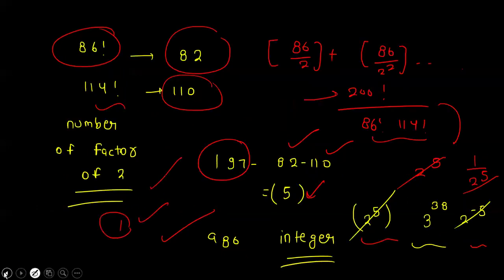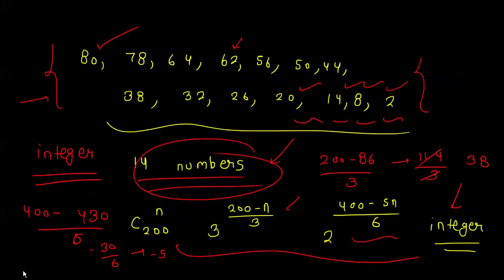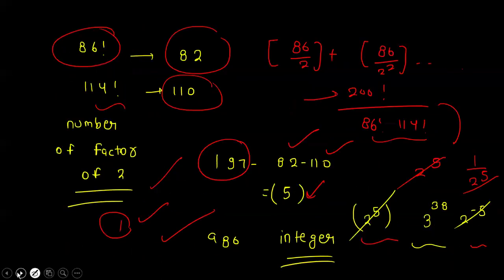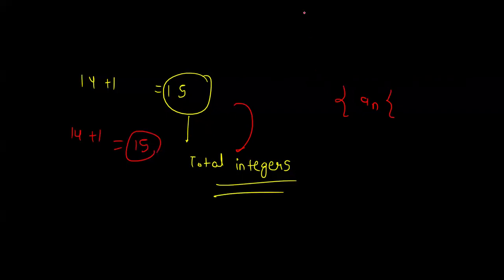So one integer we are getting from here, and 14 integers we are getting from here. So the total number of integers, if you count, will be 14 plus 1, that is 15. So 15 is the total number of integers in that sequence. So this is the answer. So in this way you can solve this problem.